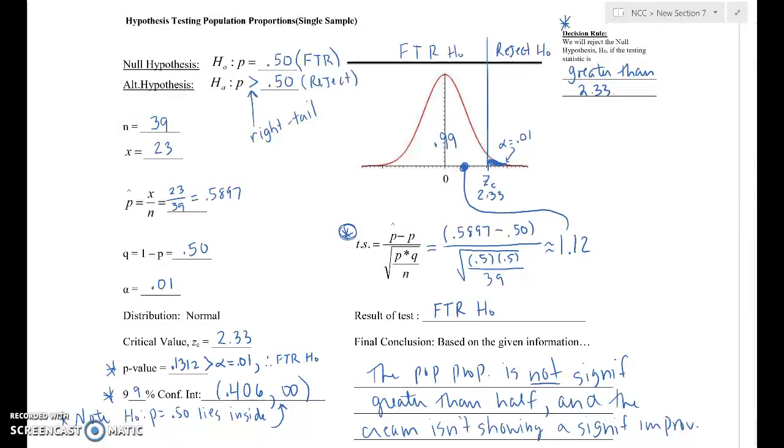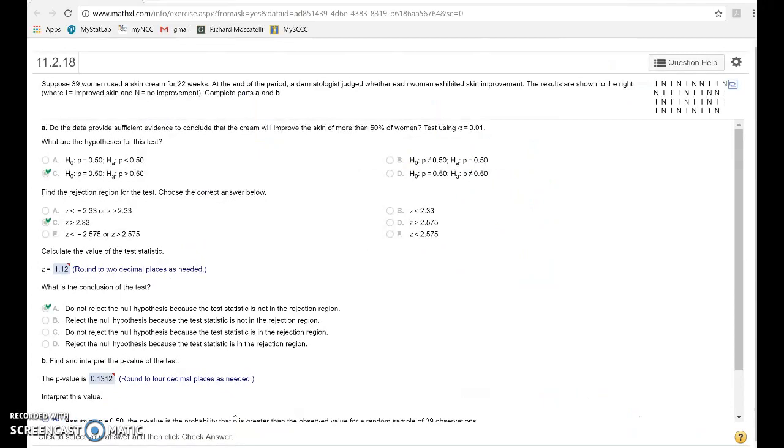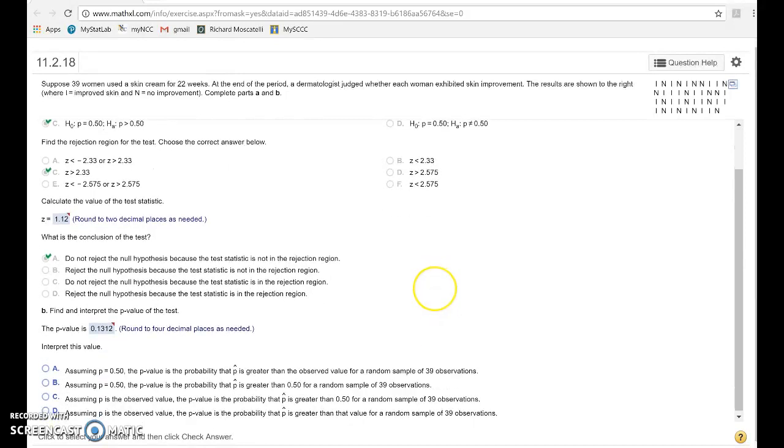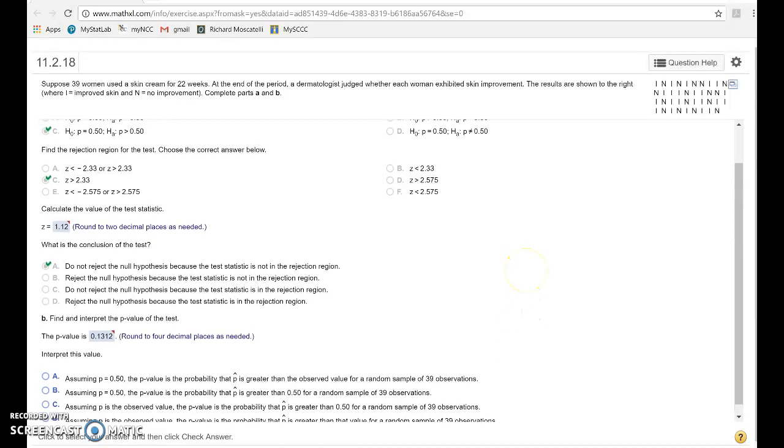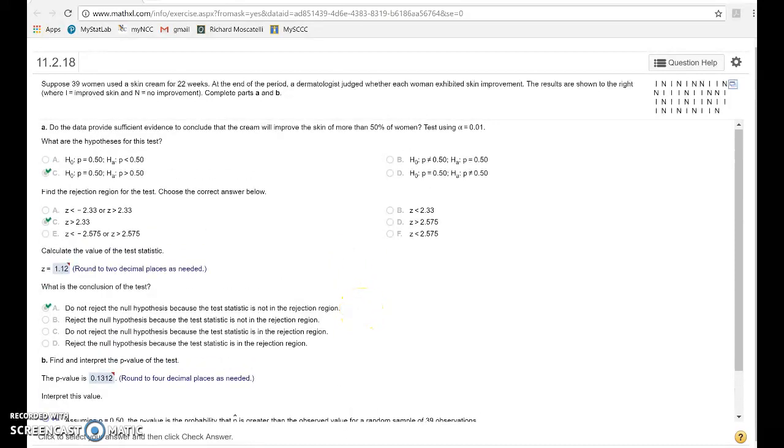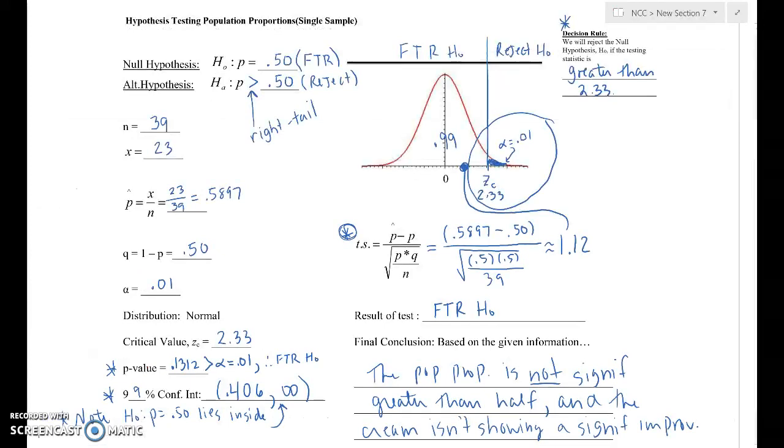And you go back to here, you can see the rejection region's here, right? This is the rejection region. Anything greater than 2.33. Calculate the testing statistic, 1.12. We did that. What's the conclusion of the test? Don't reject the null hypothesis because the test statistic is not in the critical region. All these things are kind of trivial once you do the template. Find a p-value. We grabbed that, and so the idea here is grabbing all this information and all the bits and pieces that MyMathLab asks you is kind of a trivial thing once you fill out the template.